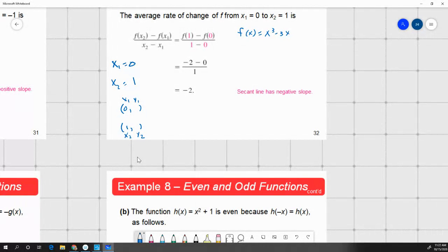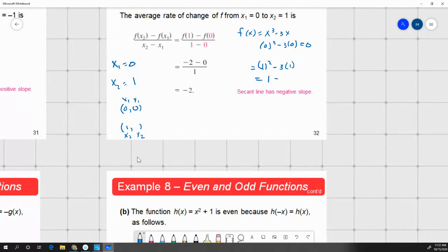So for x1, I would go, okay, well, this is 0 cubed minus 3 times 0. Well, that's going to make my life really easy, right? Because everything just becomes 0, right? For my x2, I'm going to plug in 1. So I would have 1 cubed minus 3 times 1. And I would figure that one out, right?